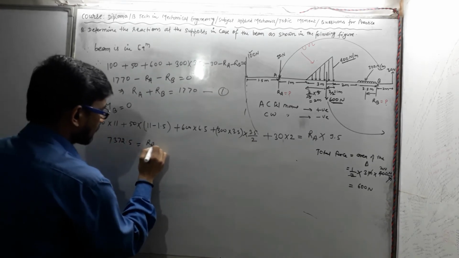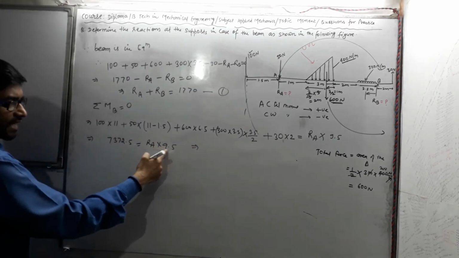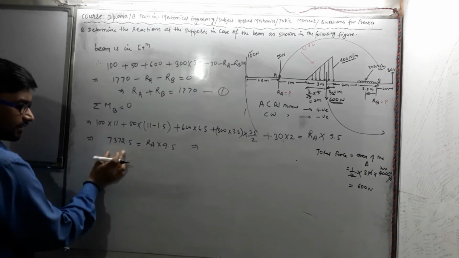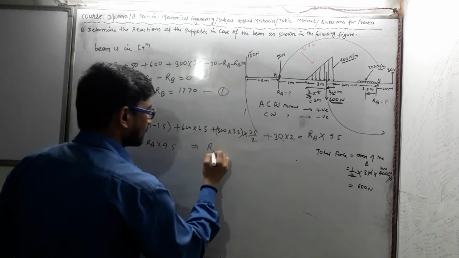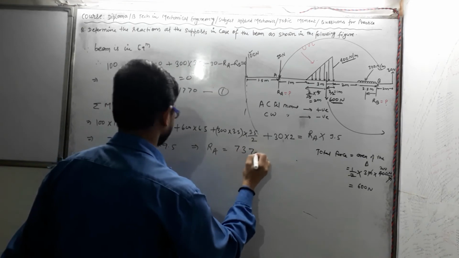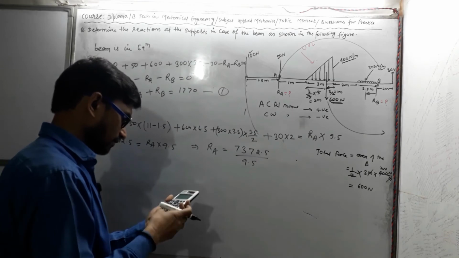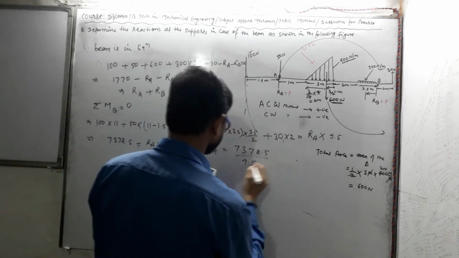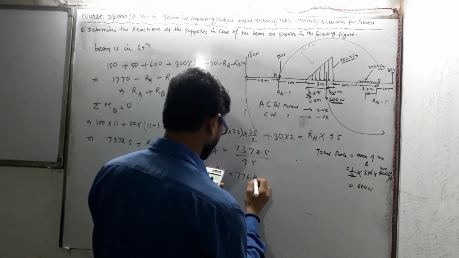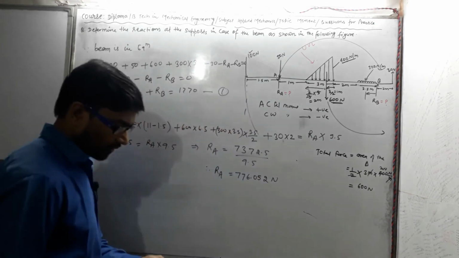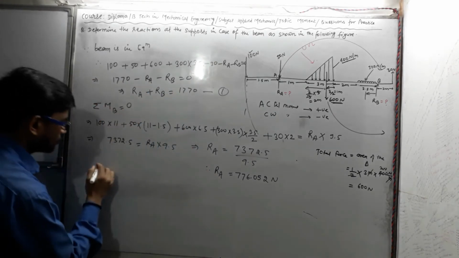7372.5 equals to RA multiplied by 9.5. If I am transposing this 9.5 into the right hand side, it is multiplied in the left hand side, so while transposing it will be divided. So we can say RA is nothing but 7372.5 divided by 9.5. Therefore, reaction at point A is 776.052 Newton.